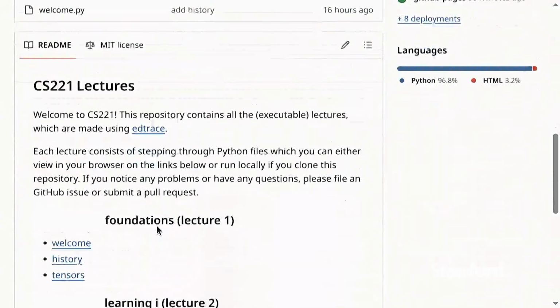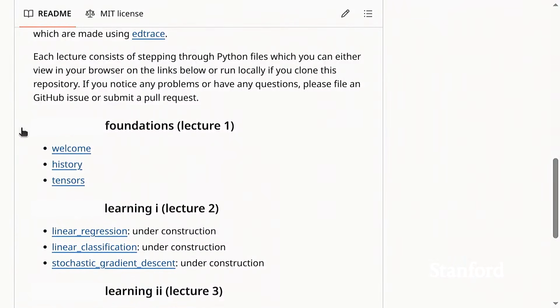All right, so let me actually show you that on the lectures page. This is the GitHub repo. This is where all the executable lectures live. And today we just did welcome. Next, I'm going to do a brief history of AI, and then we're going to dive deep down into tensors.